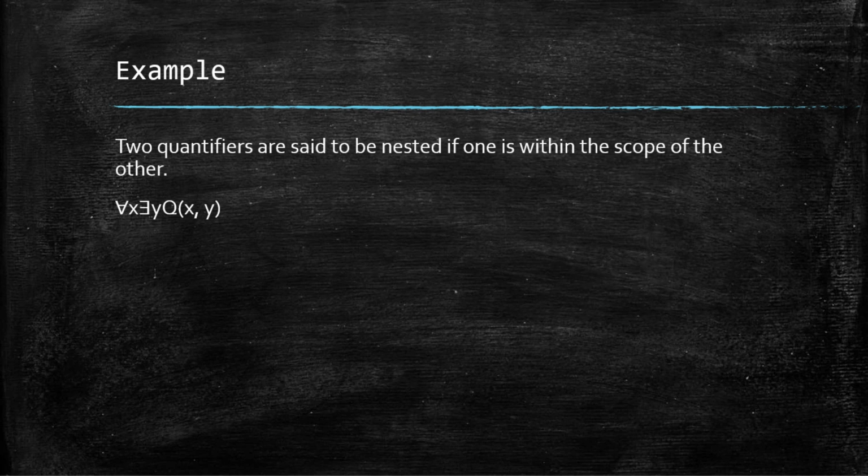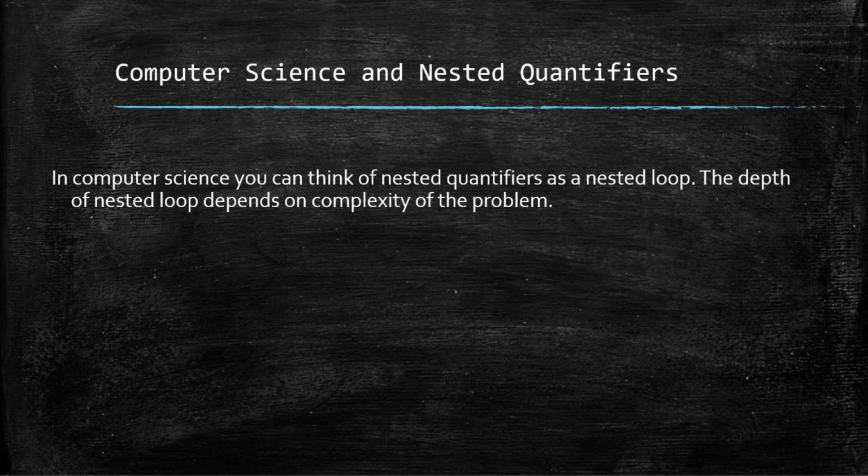Now let's talk about nested quantifiers in computer science. In computer science, you can think of nested quantifiers as a nested loop. The depth of the nested loop depends on the complexity of the problem. So now I will show an example of a nested loop in Python.